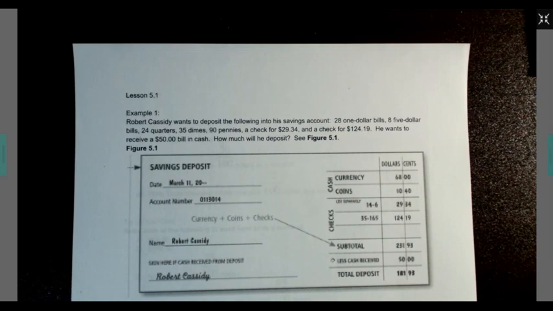Robert Cassidy wants to deposit the following into a savings account: 28 $1 bills, 8 $5 bills, 24 quarters, 35 dimes, 90 pennies, a check for $29.34, and a check for $124.19. He wants to receive a $50 bill in cash. How much will he deposit? See figure 5.1.